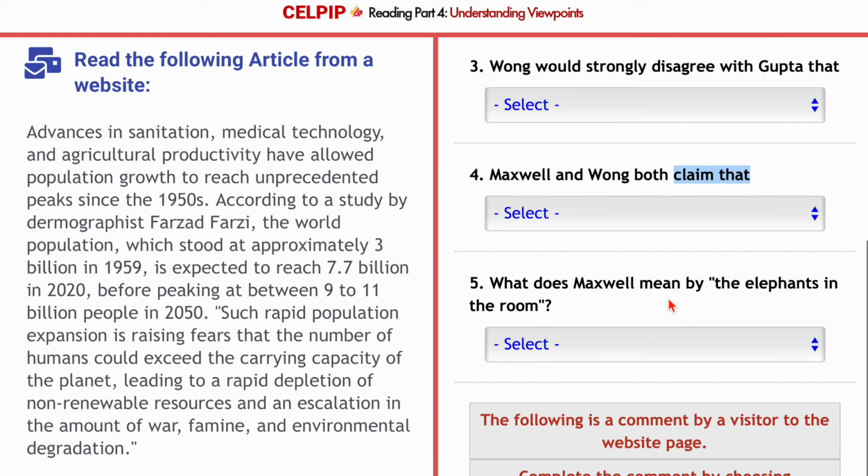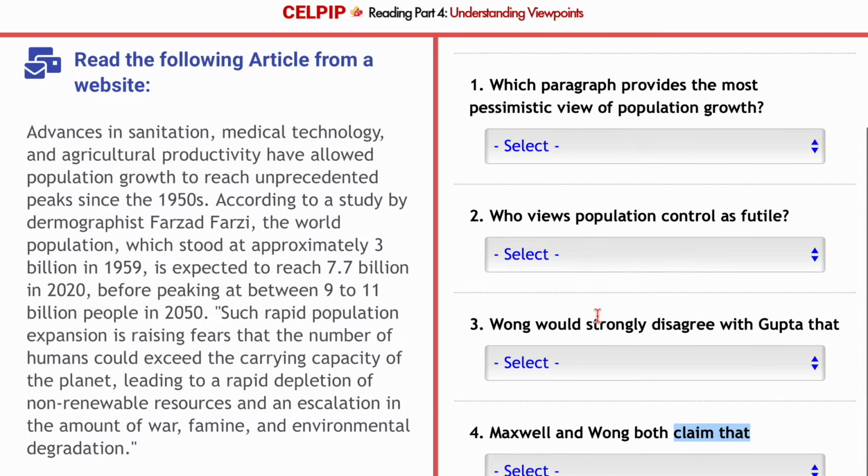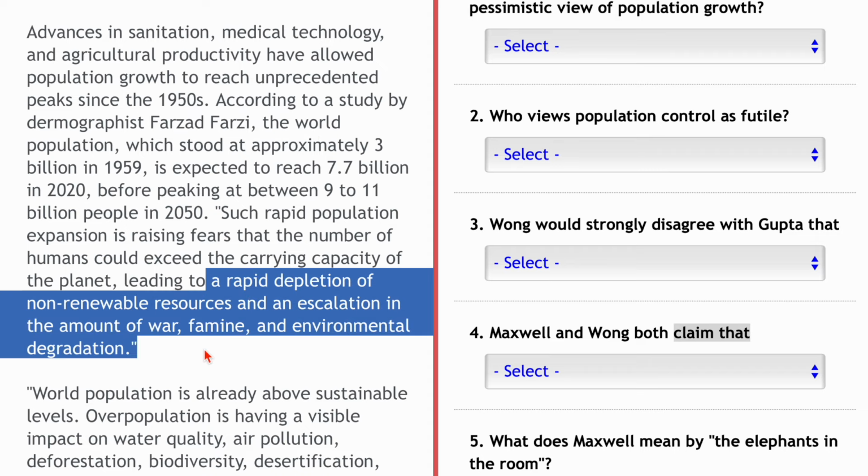What does Maxwell mean by the elephants in the room? Wow. The elephants in the room. We're going to read about that one later. So, well, we couldn't answer anything yet. That's how it is. But we do know about Farsi's opinion. Farsi is mainly saying that the population is growing rapidly. And there are some negative consequences that are related to that.